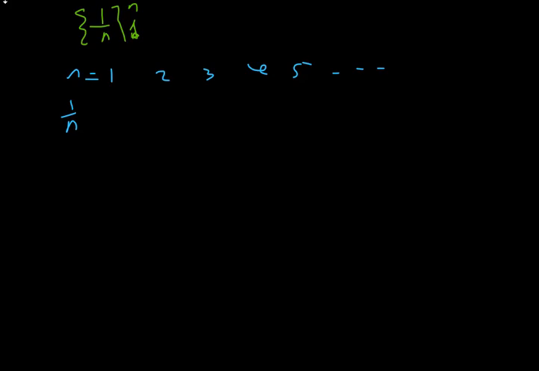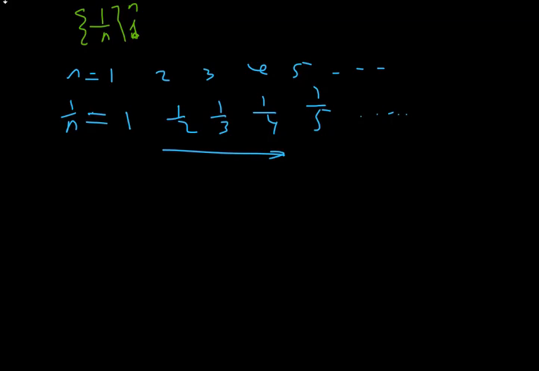Let me use some space here. 1 over n is 1, then 1 over 2, 1 over 3, 1 over 4, 1 over 5. What do you notice here? What do you notice when n goes to infinity, or huge numbers? It's decreasing. Every time, it's decreasing.